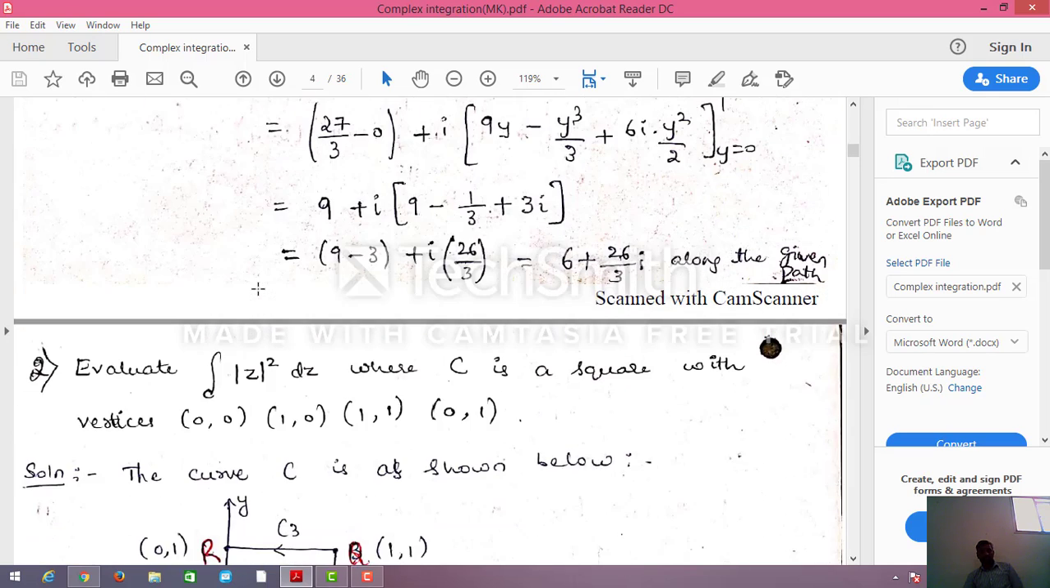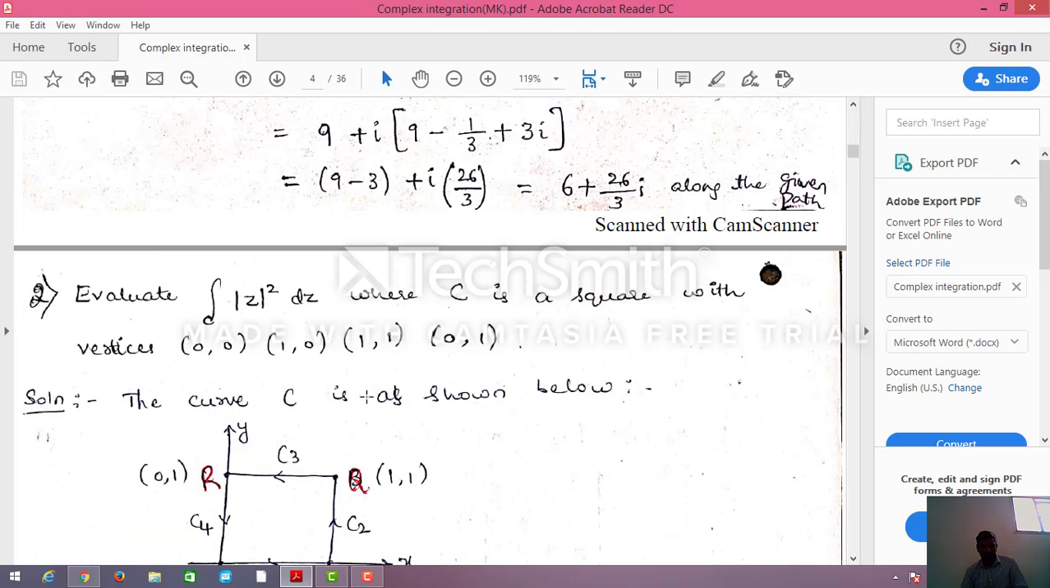Next, one more problem you will see here. Evaluate the integration over c of modulus of z square dz, where c is the square with vertices 0, 0, 1, 0, 1, 1, 0, 1. The curve C is shown below.